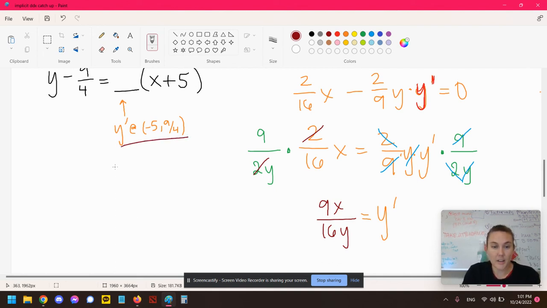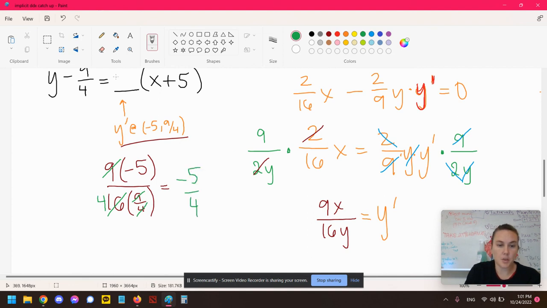I want it at negative 5, 9/4 though, so I have 9 times x over 16 times y. The 9's cancel. 16 divided by 4 is 4, which means the slope of our tangent line is negative 5/4.